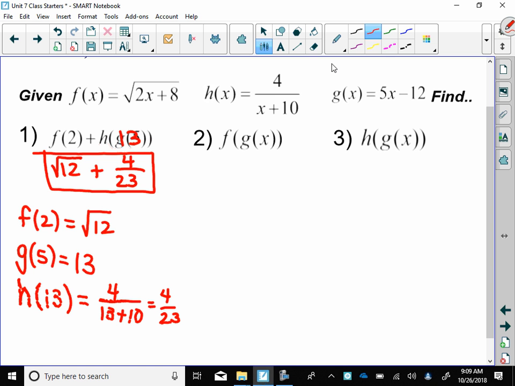Yeah, Juliana? Yes, leave it as a fraction, not a decimal. Good. Everybody good on number one? Okay. That was what we were kind of used to already with function compositions.